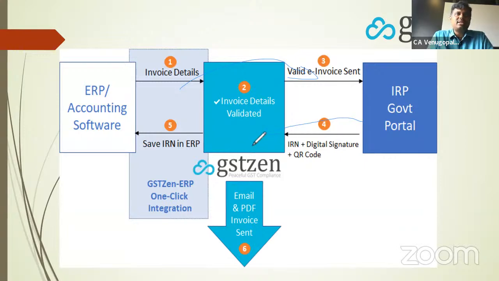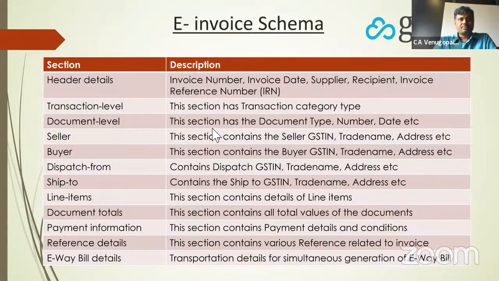It has an ability to save it into the ERP. It also has an ability to send it to the customers. So you don't need emailing services. Once you are doing e-invoice, GSTZen can take care of emailing a PDF along with the digital signature, if you need one.